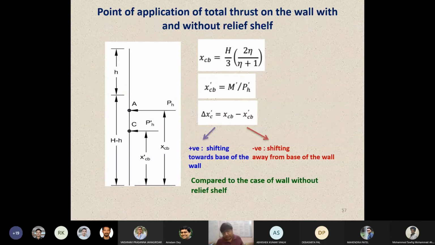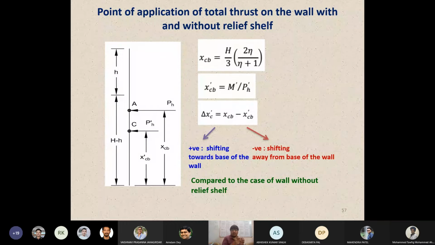Now, there is one interesting part I have noted: not only is the total lateral earth pressure reduced, there is also a shift in the point of location of this total thrust. What exactly is happening is that once this earth pressure distribution changes, without this relief shelf, this is the point of application of the total thrust. However, with the introduction of the relief shelf for the same wall, this is the location of the point of application of the total thrust.